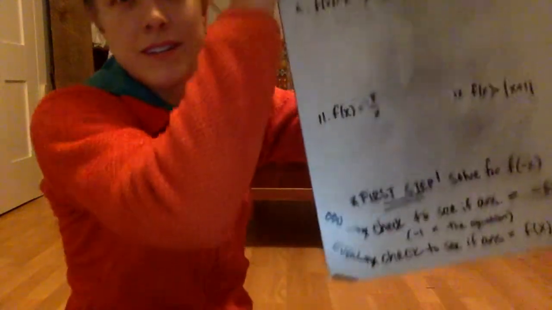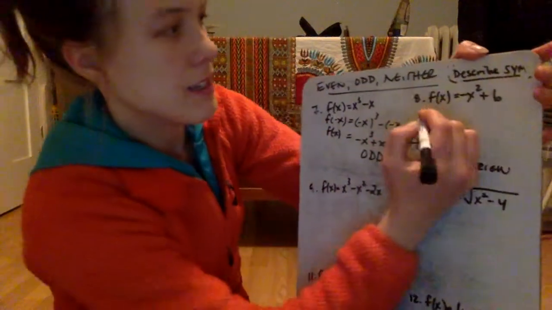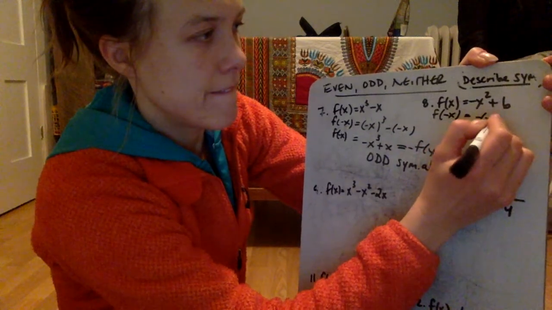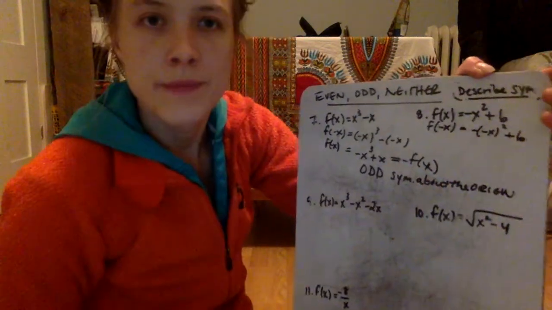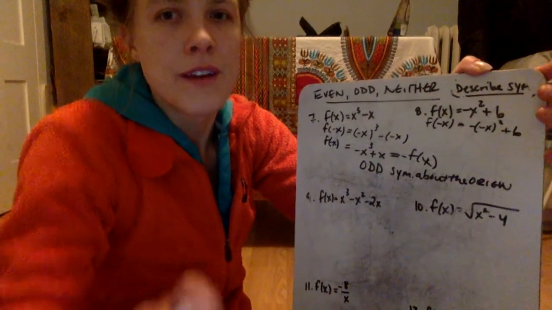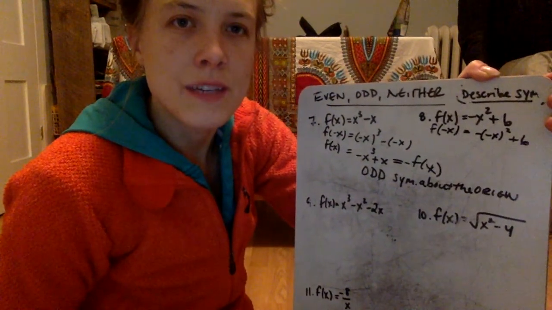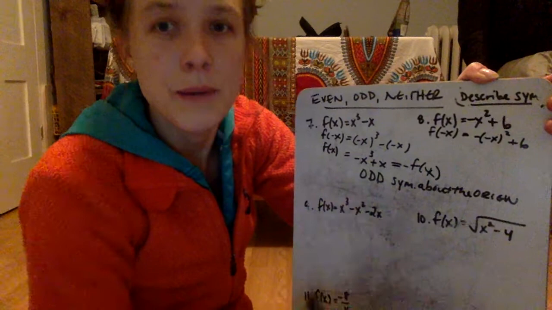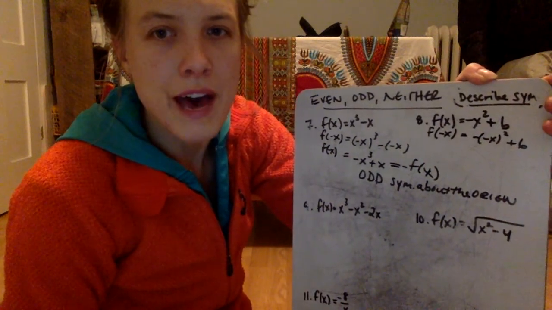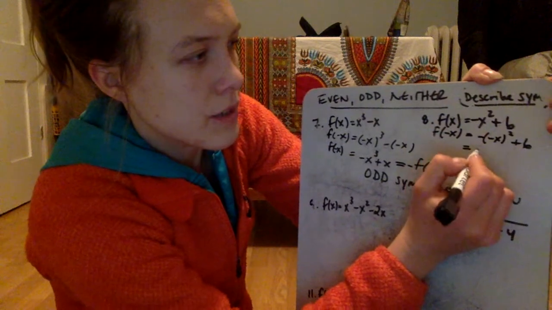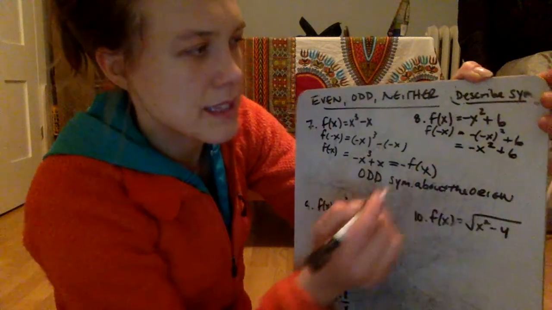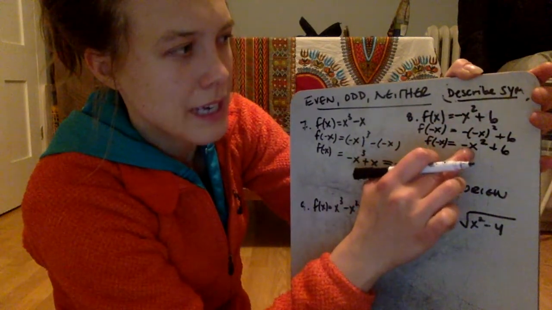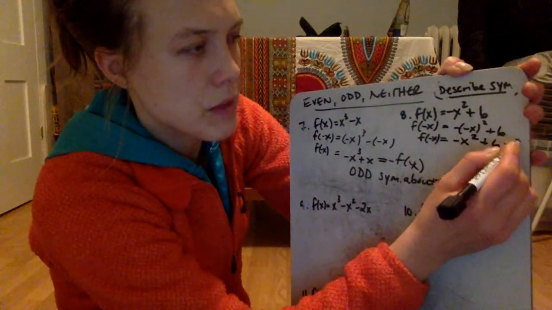Our first step, solve for f of negative x. So f of negative x here, and we get f of negative x equals negative x squared plus 6 when I simplify. And if I look at that, negative x squared plus 6, that equals f of x.